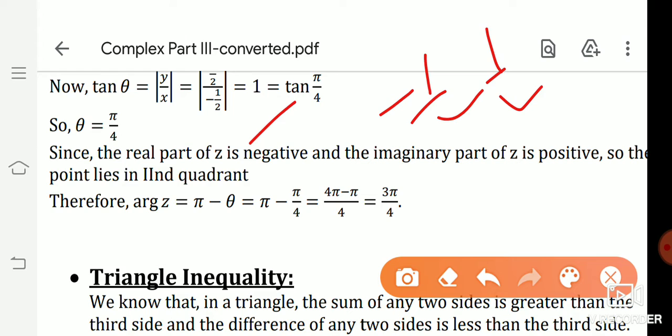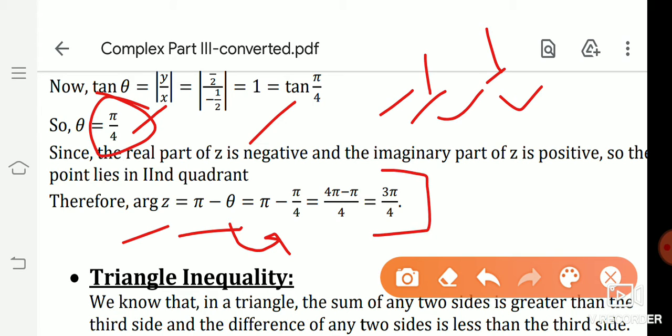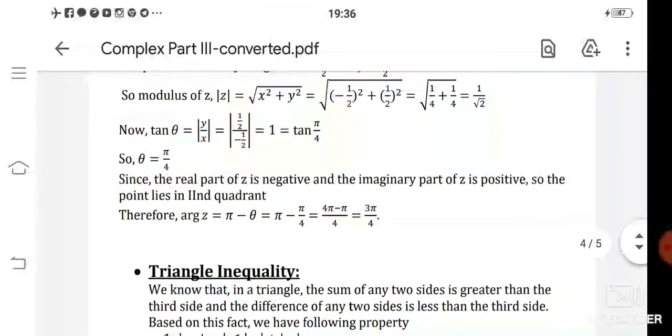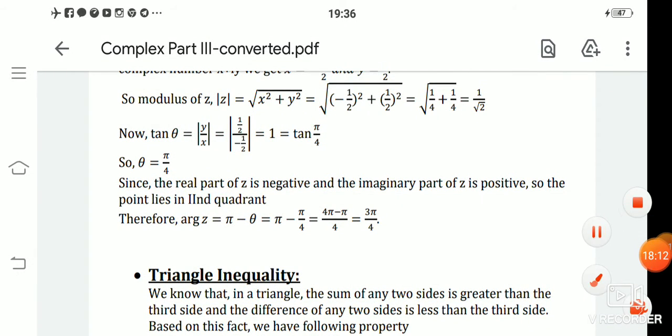The point will be lying there. And what is the value of argument in the second quadrant? That is pi minus theta or pi minus alpha. So we have taken here theta. So what is my value of theta? The value of my theta is pi by 4. That's why I am simply putting the value of theta as pi by 4, pi minus pi by 4, and then I will get the value of argument of z as 3 pi by 4. The simple question is this, about finding the modulus and argument of a complex number. Okay.